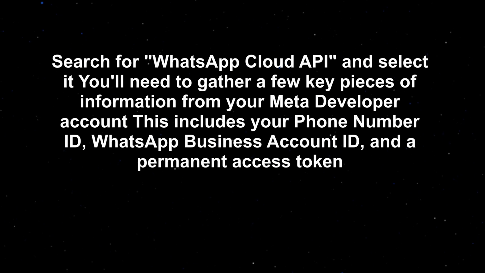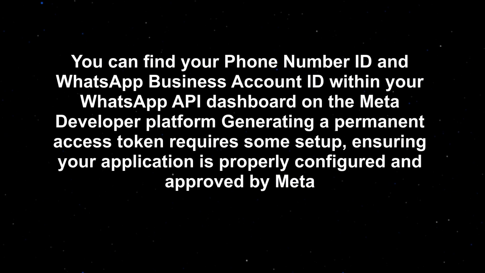You'll need to gather a few key pieces of information from your Meta developer account. This includes your phone number ID, WhatsApp business account ID, and a permanent access token. You can find your phone number ID and WhatsApp business account ID within your WhatsApp API dashboard on the Meta developer platform. Generating a permanent access token requires some setup, ensuring your application is properly configured and approved by Meta.